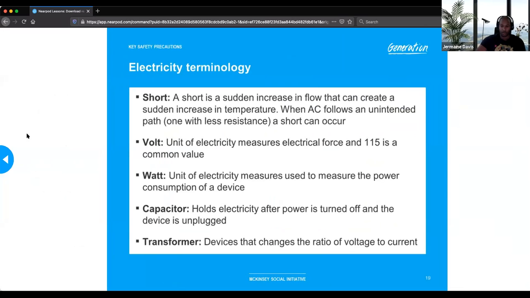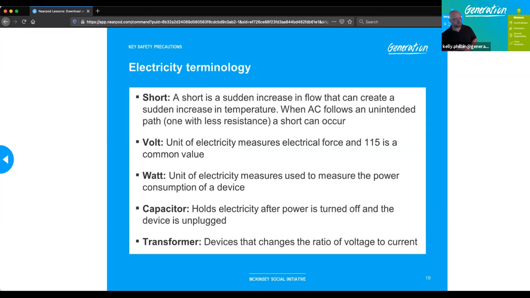All right, basic electrical terminology you kind of need to be aware of when working on computers is short, volt, watt, capacitor, and transformer. So short essentially works out to be a sudden increase in the flow, and it can create heat, because heat is a byproduct of electricity. When current flows through an unintended path with less resistance, a short can occur. Shorts can heavily damage components if they are not caught quickly enough and basically fry out a computer.